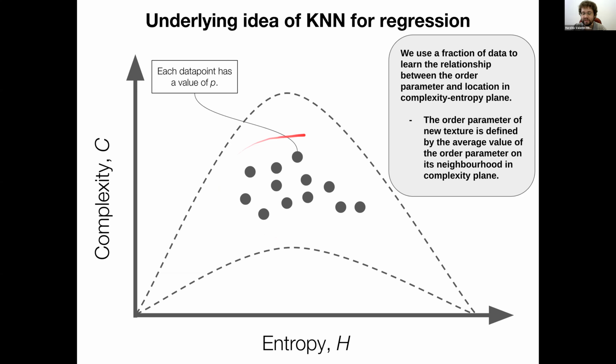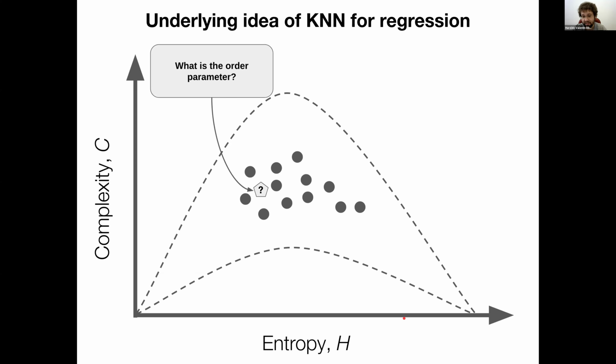Suppose we have these points here that represent textures with a given value of the order parameter. Each point has a value of P attached to it, and we also have the values of entropy and complexity. Basically, what the KNN will do is just remember the position of the training set. Now suppose we have a new texture, a texture that we never exposed to our algorithm, but we can still estimate the values of complexity and entropy. So we can map this new image into a point in the complexity entropy plane. And then we can ask, what is the order parameter of this new texture? And the answer that KNN provides us is the following.